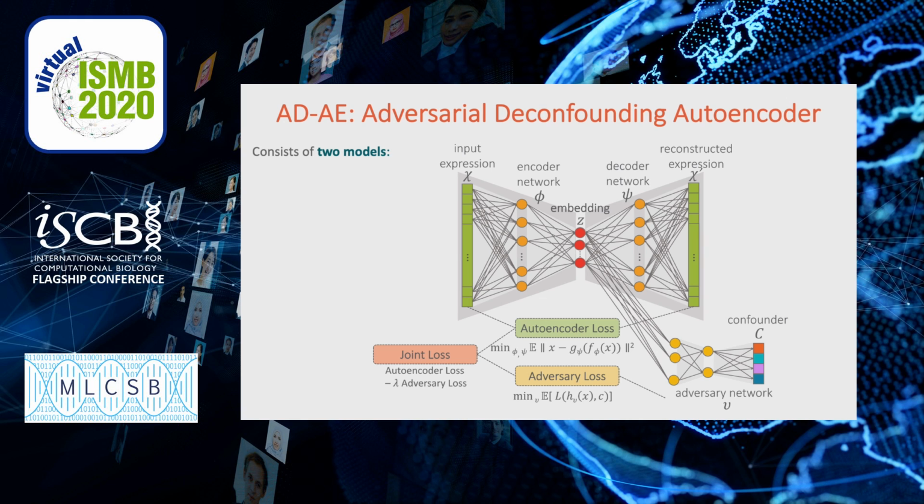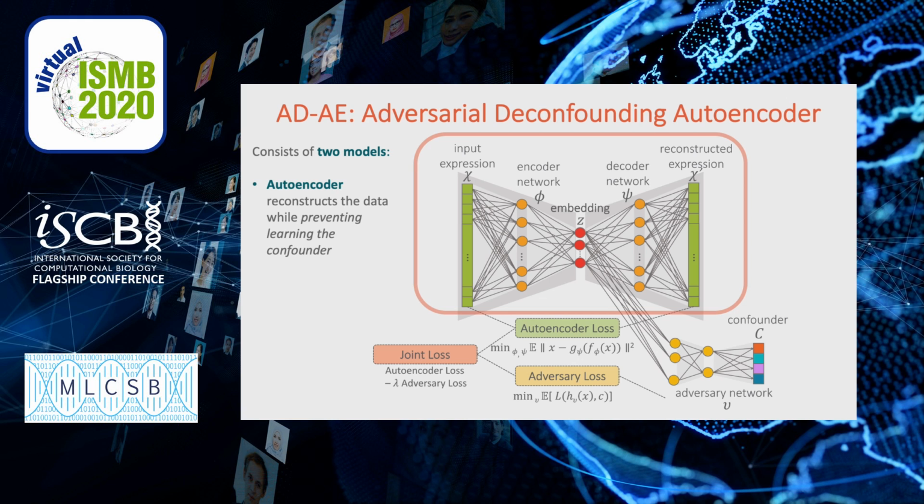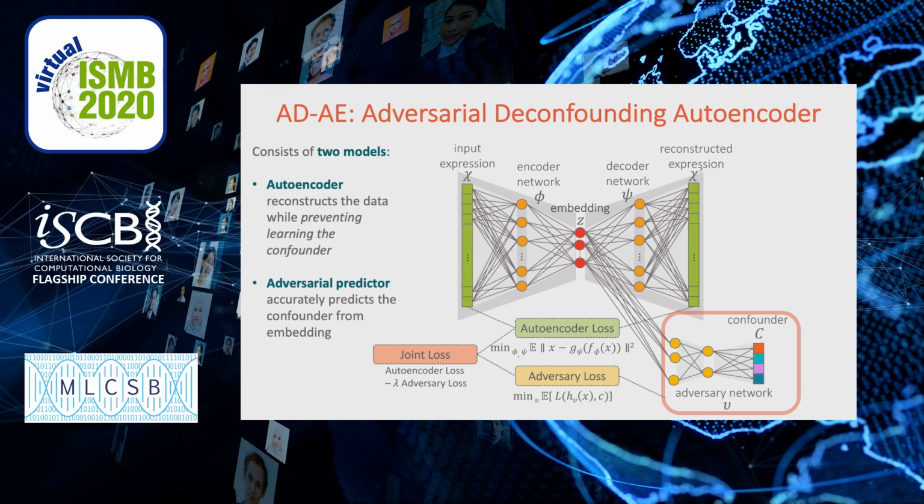The first one is an autoencoder model that is optimized to generate an embedding that can reconstruct the original input. And the second model is an adversary model that takes the embedding generated by the autoencoder and tries to predict the confounder. Our goal is to learn an embedding C that can encode as much information as possible while not encoding any confounding signal. And to achieve this, we train these two models simultaneously. The autoencoder tries to reconstruct the data, but also tries to prevent the adversary from accurately predicting the confounder. But at the same time, the adversarial predictor is still trying to update its weights to obtain a better performance.